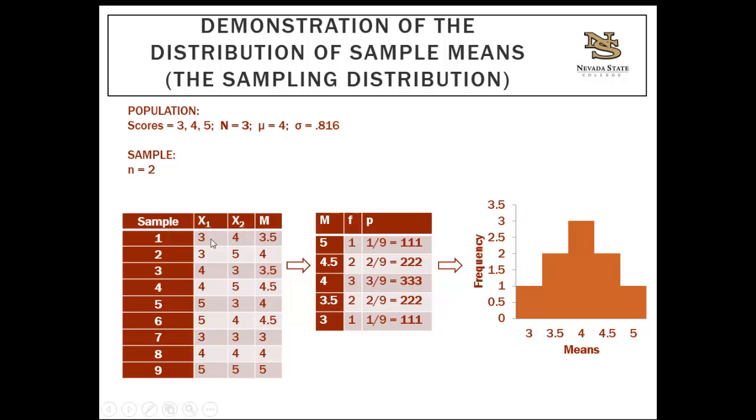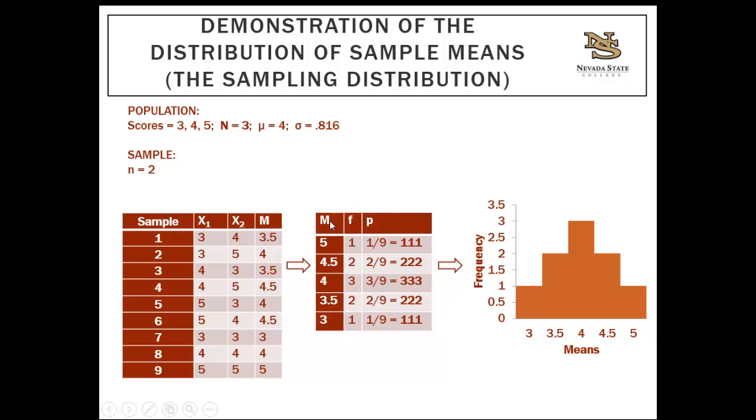Okay, so we've got every single possible sample that you could get with two people with their scores from this population. Then you calculate all of the means for each one of these samples. So 3.5 is 3 plus 4 divided by 2. 3 plus 5 divided by 2 gives you 4. 4 plus 3 divided by 2 gives you 3.5, and so on and so forth. So these would be all of the possible sample means that you could get of a sample size of 2 from this population. Then I just simply took these sample means and placed them into a frequency distribution table.